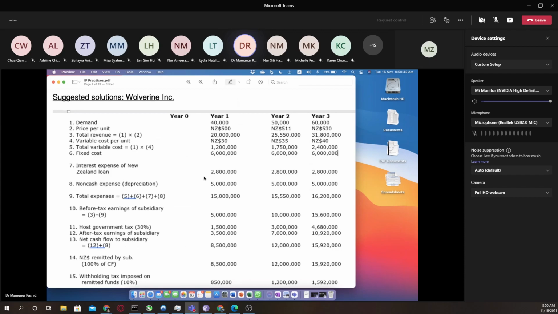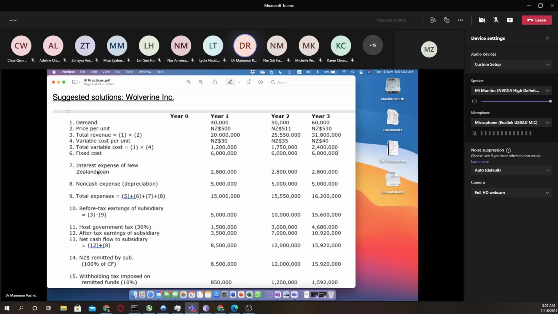So operating cash flow is basically starting with your sales. It's basically your income statement. So it's starting with demand, then price per unit, then total revenue, then variable cost, fixed cost, and all other items step by step. The items are already given there. You can go through the table, the items are already given.